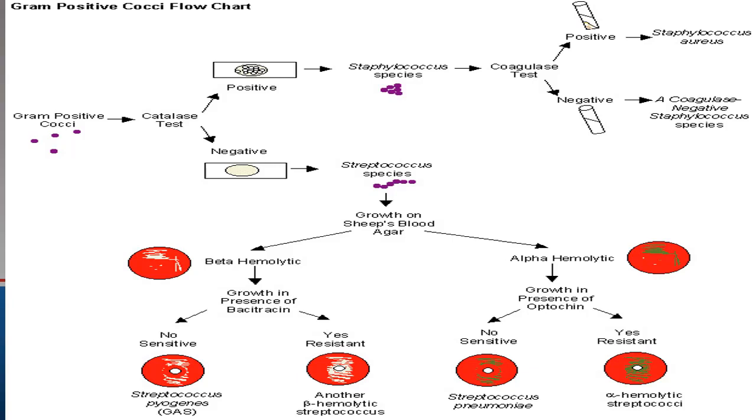If it causes partial or alpha hemolysis on the blood agar, it may be Streptococcus pneumoniae or other alpha hemolytic streptococci, which can be differentiated by using the optochin test. If it is sensitive, it is Streptococcus pneumoniae. If it is resistant, it is another type of alpha hemolytic streptococci.